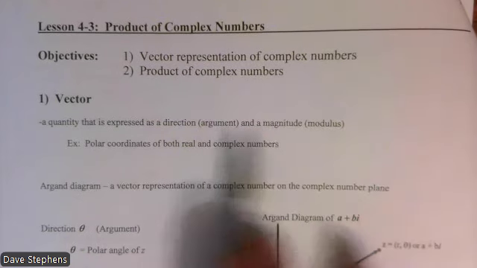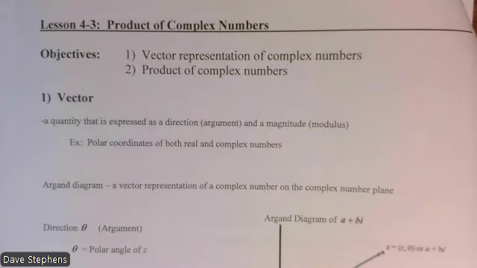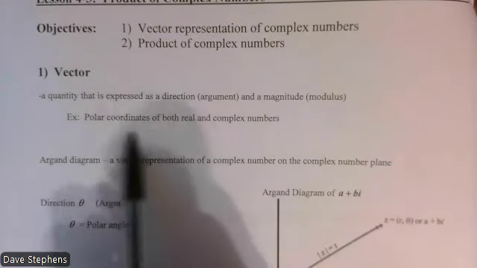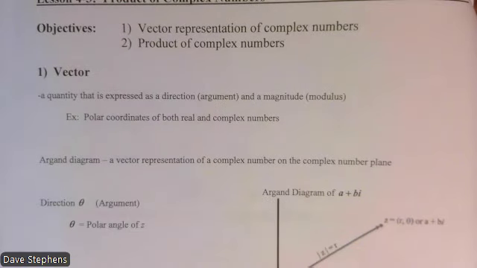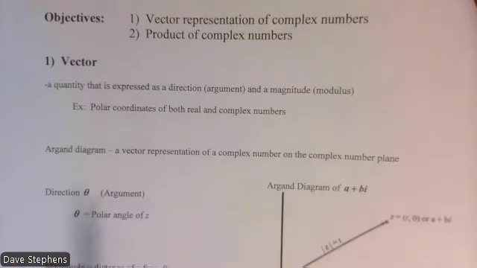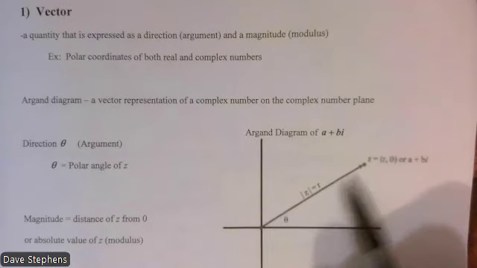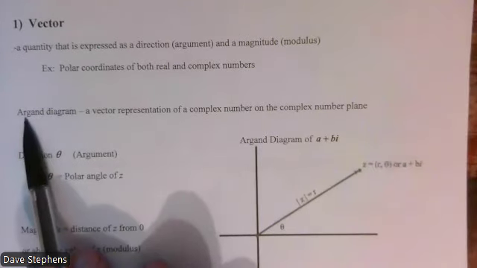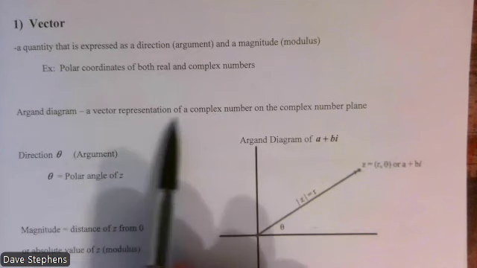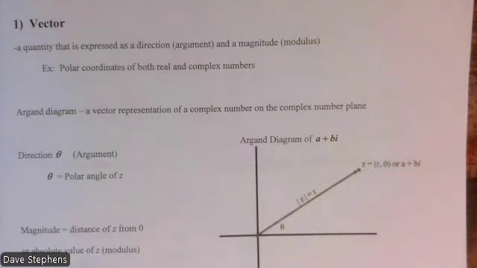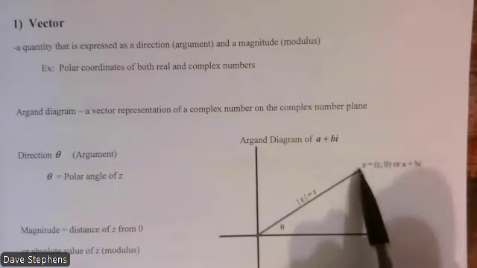Here's some fun words. Let's make them easier for ourselves. Polar coordinates of both real and complex numbers. Because it has a direction, that's your theta, and it has a magnitude, that's your r, your distance from the origin. There is r. So it tells us this Argand diagram, a vector representation of a complex number on the complex number plane. Boy, that's a lot to say.